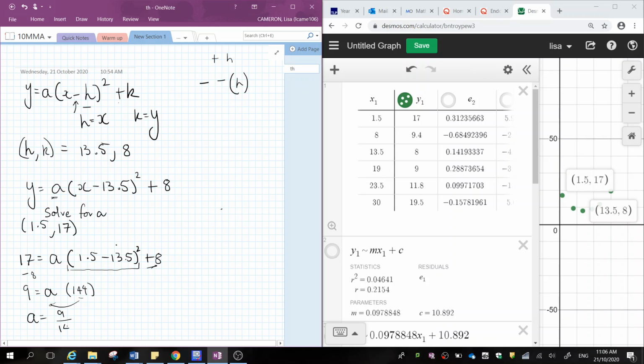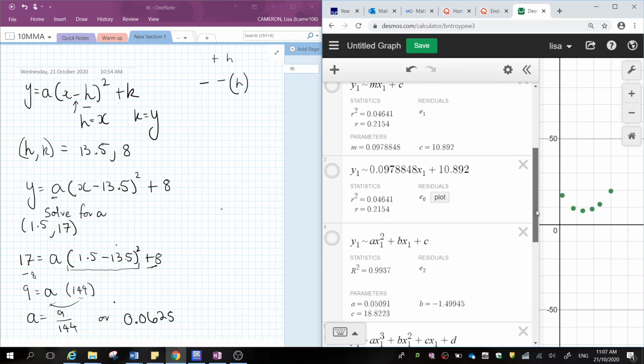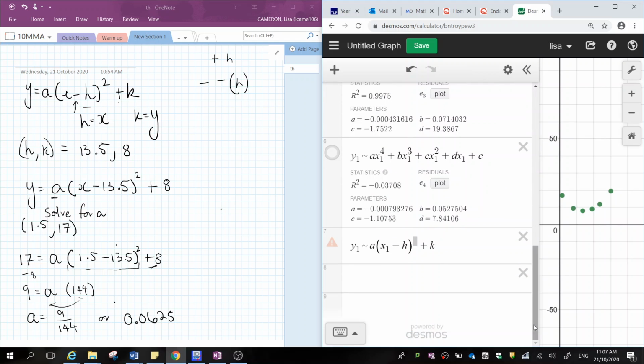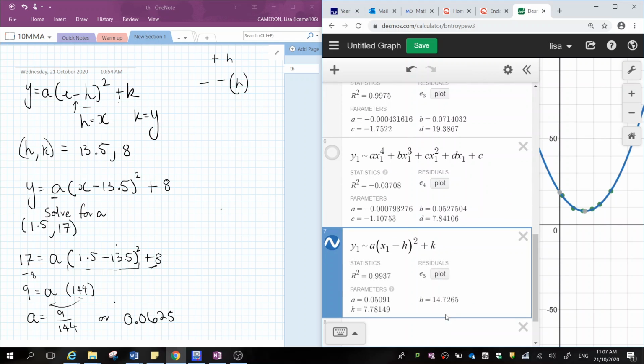9 over 144. I'm going to leave this in this form for now so that when I substitute it back in, it's in an exact form. If I do write that as a decimal, it's 0.0625. Now, when I compare this to the value that the computer worked out for me for turning point form, it's given me a equals 0.05. So those values are quite close.